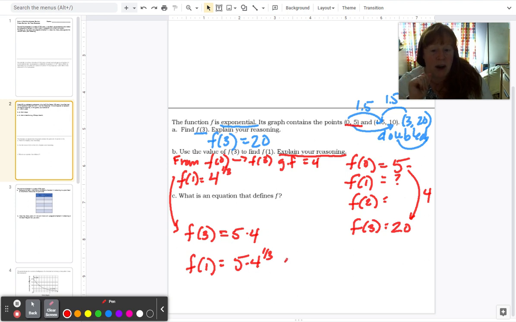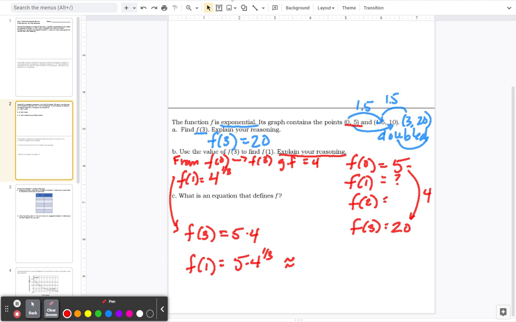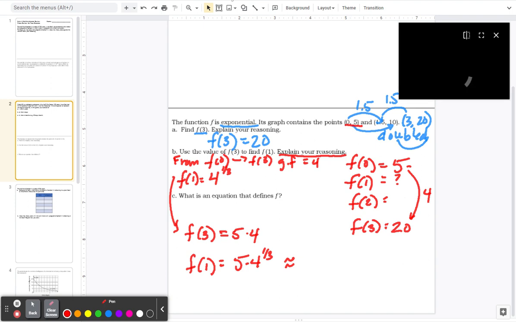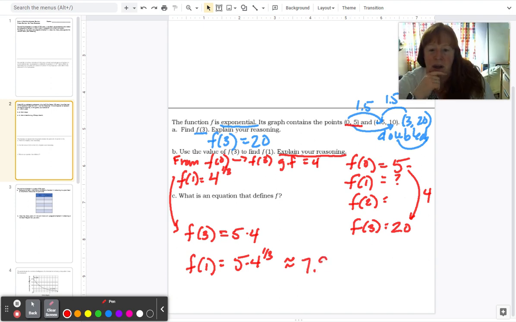And if I wanted to figure out approximately what that's going to be, then you're going to come over here to your calculator. Let me clear all of this. Oh my gosh, I don't know why that keeps popping up. I'm going to clear that. And I am going to do 5 times 4 to the 1/3, right? And so that's 7.94 approximately. Let me say that again. 7.94. So that's approximately that.